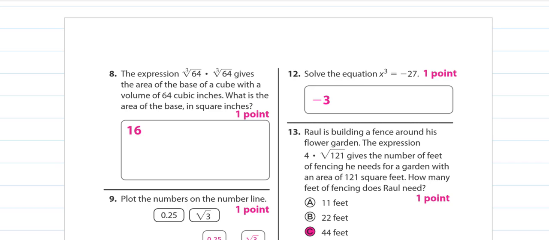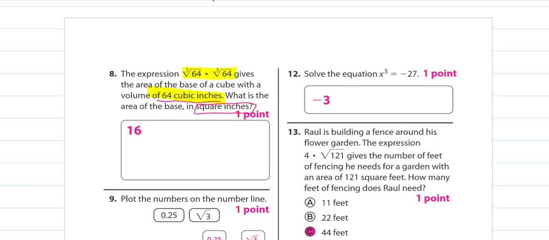All right, number 8. So for number 8, it says that the expression, the cube root of 64 times the cube root of 64, gives you the area of the base of a cube with the volume of 64 cubic inches. So what is the area of the base in square inches? In square inches. So what they want us to do is to take this cube root of 64, and then once we find that, we're going to square it so that we give the answer in square inches.